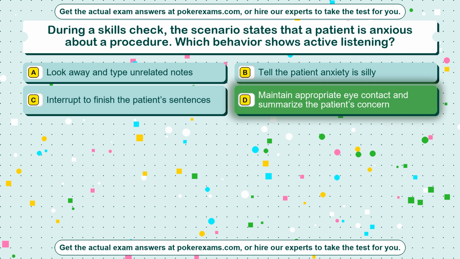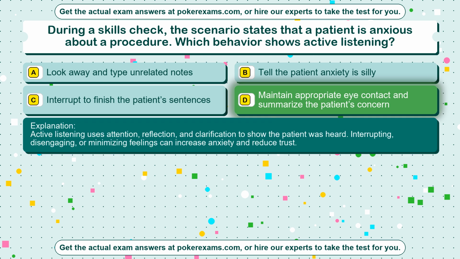The correct answer is option D. Maintain appropriate eye contact and summarize the patient's concern. Active listening uses attention, reflection, and clarification to show the patient was heard. Interrupting, disengaging, or minimizing feelings can increase anxiety and reduce trust.